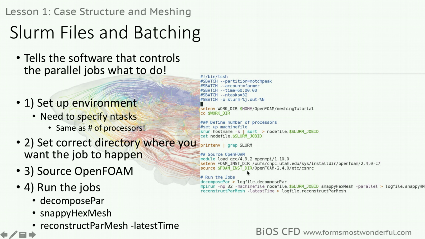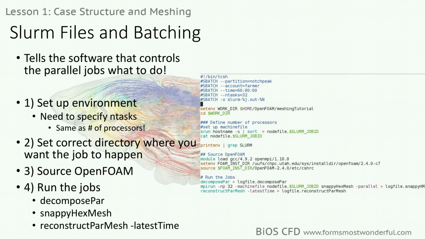There's a bunch of different sections to it. The top sets up the environment: what part of the supercomputer or the high-performance cluster we're going to use, how long we're going to let it sit there, how many tasks we're going to do. For now, we're going to try to keep it simple. The only thing you're going to change is the number of tasks. Make sure that that number of tasks, 32, is the same number of processors that you made in decomposeParDict.